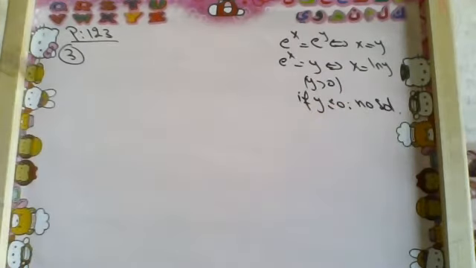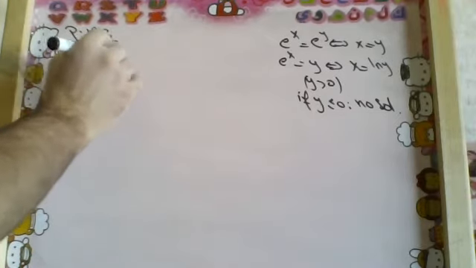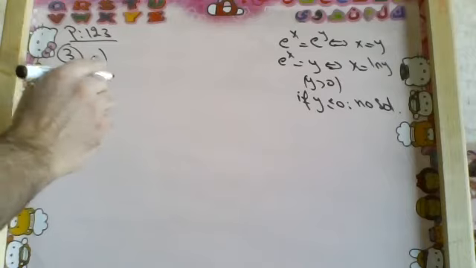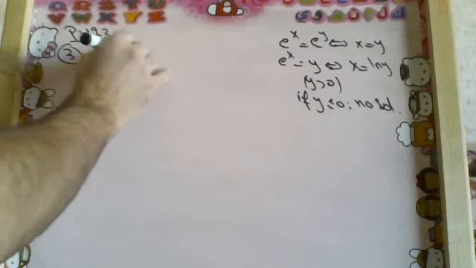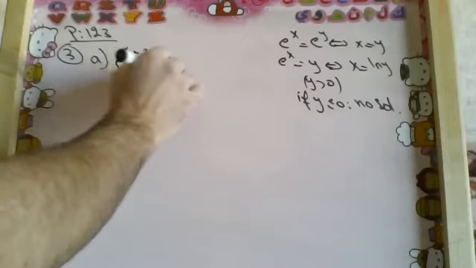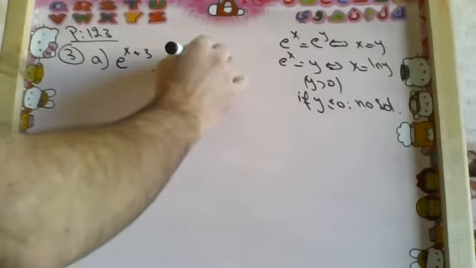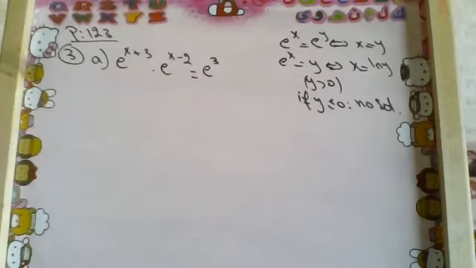Okay. Part A, e to the power x plus 3 times e power x minus 2 is equal to e power 3. How do we solve this equation?